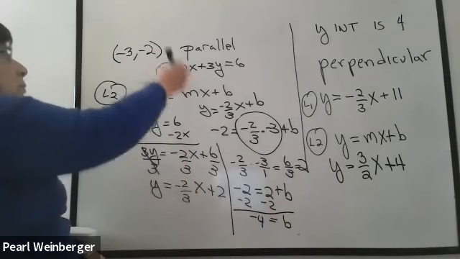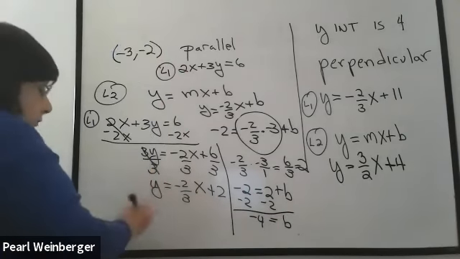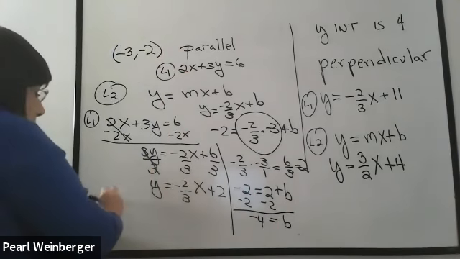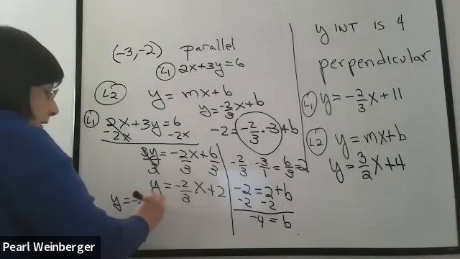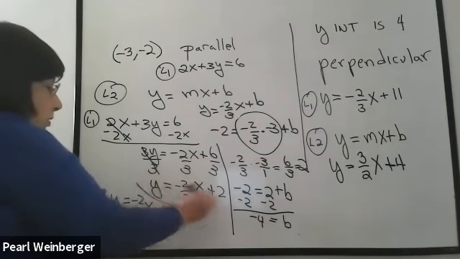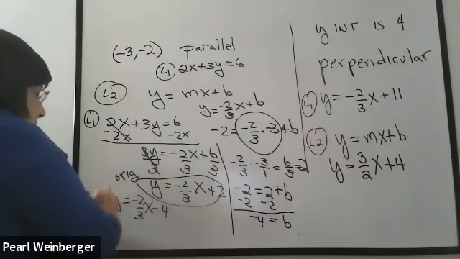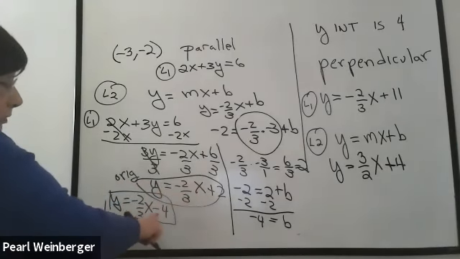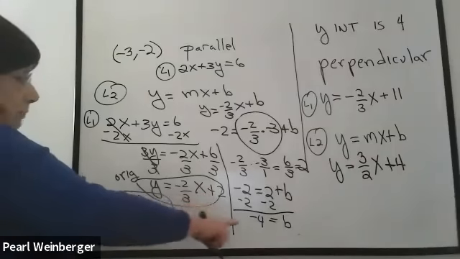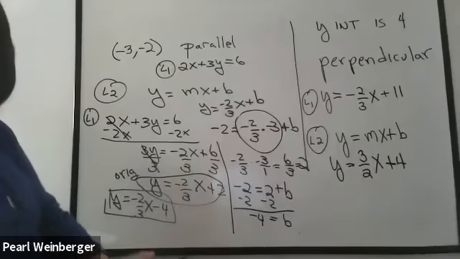So now my equation becomes, let me write it over here: y equals negative 2/3 x minus 4. This was the original line. This is the parallel line. You can see they're parallel. They have the same slopes, but they have different y-intercepts. The y-intercept of my line turned out to be negative 4.